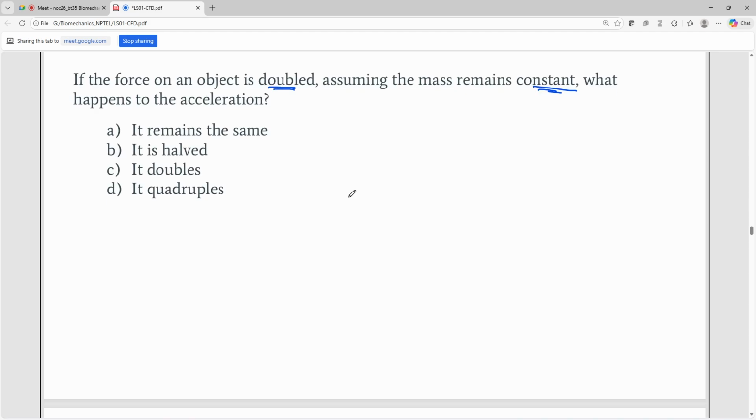So if anybody has a doubt, let me clear that. Our equation is F equals ma. The question asks, if the force on the object is doubled, that is F becomes 2F, and mass remains constant, then what happens to the acceleration? Then a should be 2a. Only then does this get balanced. So when the force doubles, acceleration doubles when the mass is constant. So our answer is option C, it doubles.